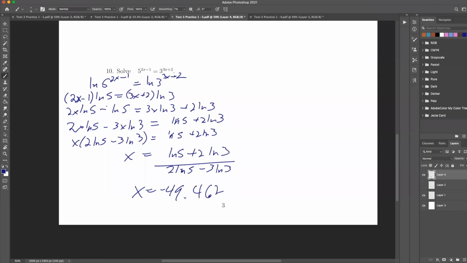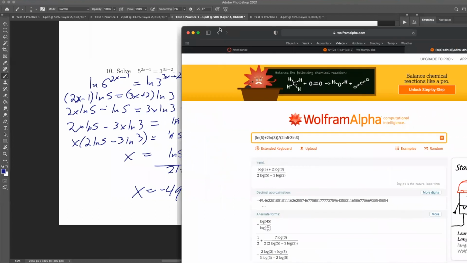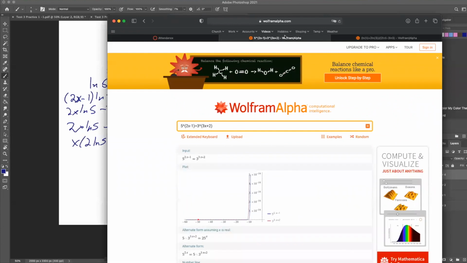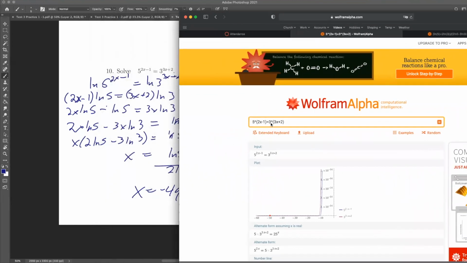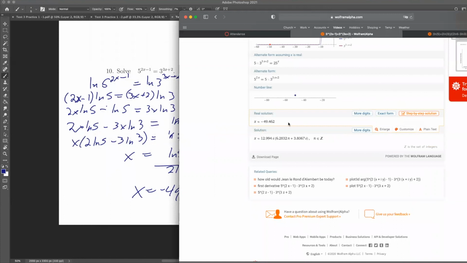And we can double check this. We can just type it straight in. Ta-da. And so here, if we just type it straight in, here we have 5 to the 2x minus 1, 3 to the 3x plus 2, and it gives us this. And you just hit the approximate button, and presto, we get the same answer. Okay. So here we can check it twice. So do it by hand, do it in the computer, double check it, and then plug it in. Okay.